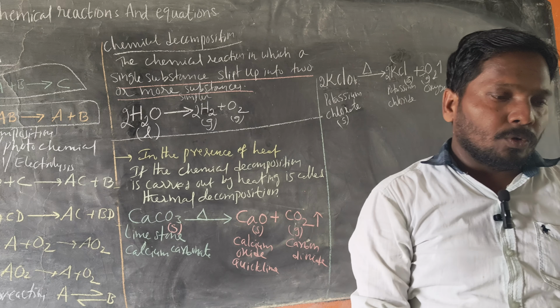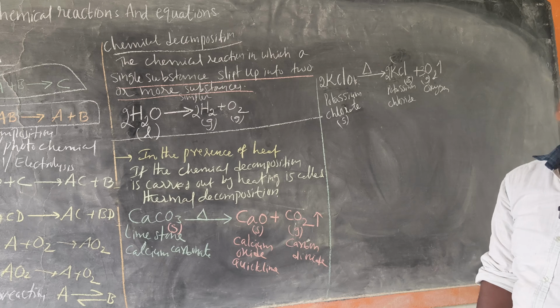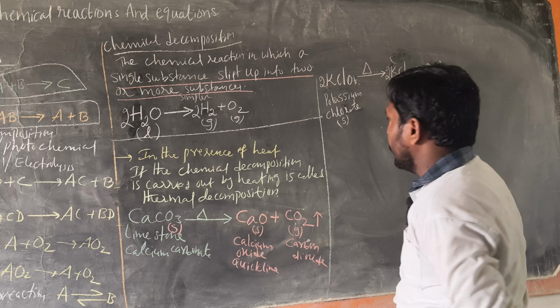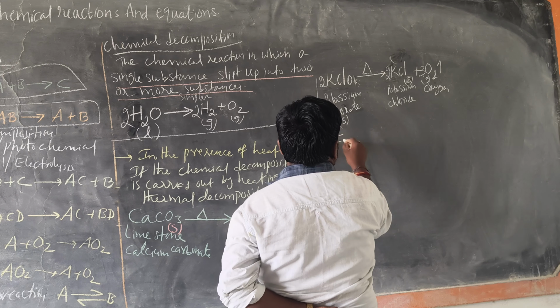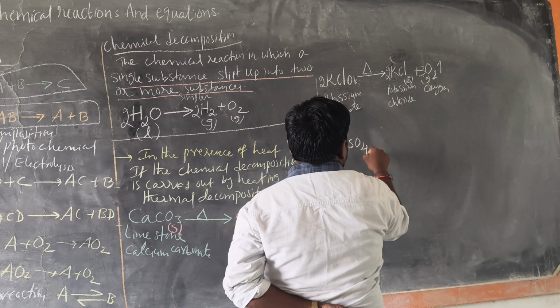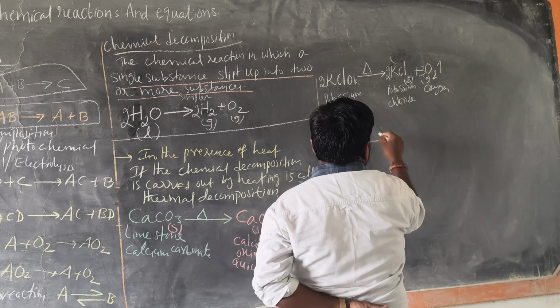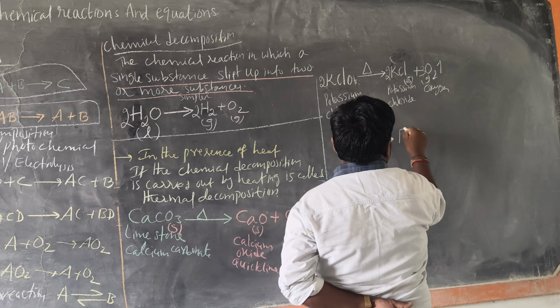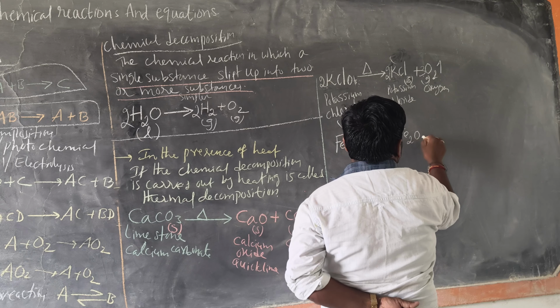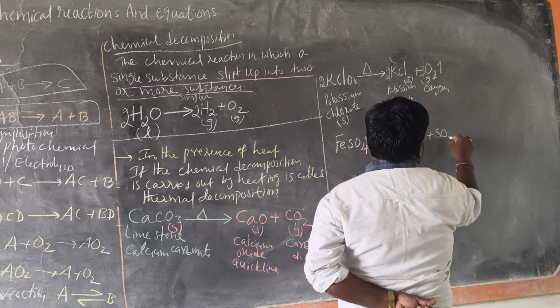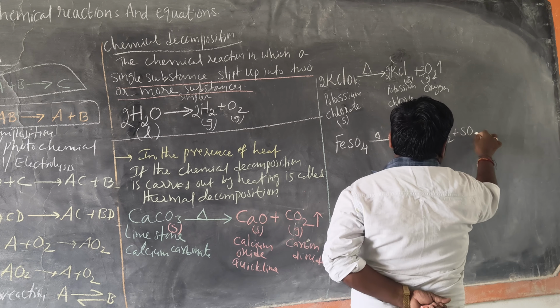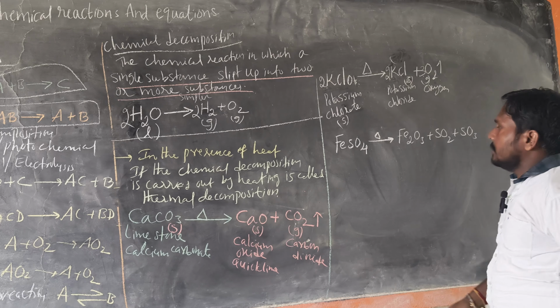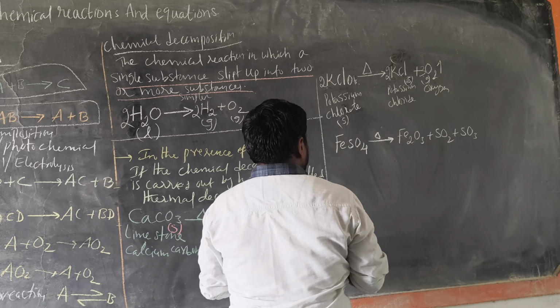Right? Then one more example: iron sulfate, or ferrous sulfate, FeSO4. On heating, it gives us Fe2O3 plus SO2 plus SO3. This is ferrous sulfate.